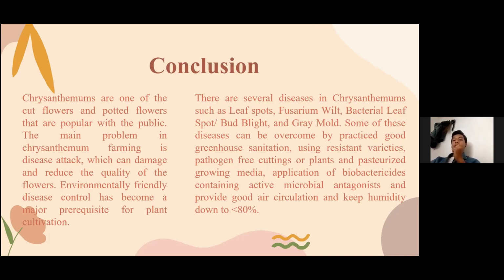Some of these diseases can be overcome by practicing good greenhouse sanitation, using resistant varieties, pathogen-free cuttings or plants, and pasteurized growing media. Application of biobactericides containing active microbial antagonists, and providing good air circulation and keeping humidity down to less than 80%.